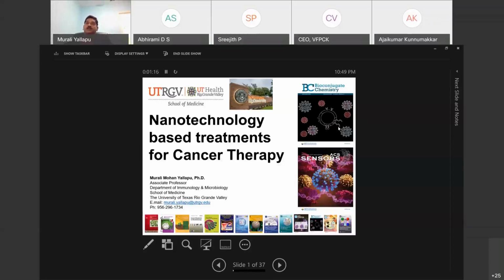One is on Bioconjugate Chemistry and another one is on ACS Sensors. ACS Sensors is the latest one that was featured just today on their journal, based on CRISPR Cas9 based detection for COVID. However, today I'm going to focus more on cancer therapy, how we can make a better therapeutic strategy or imaging technology using nano-based methods.